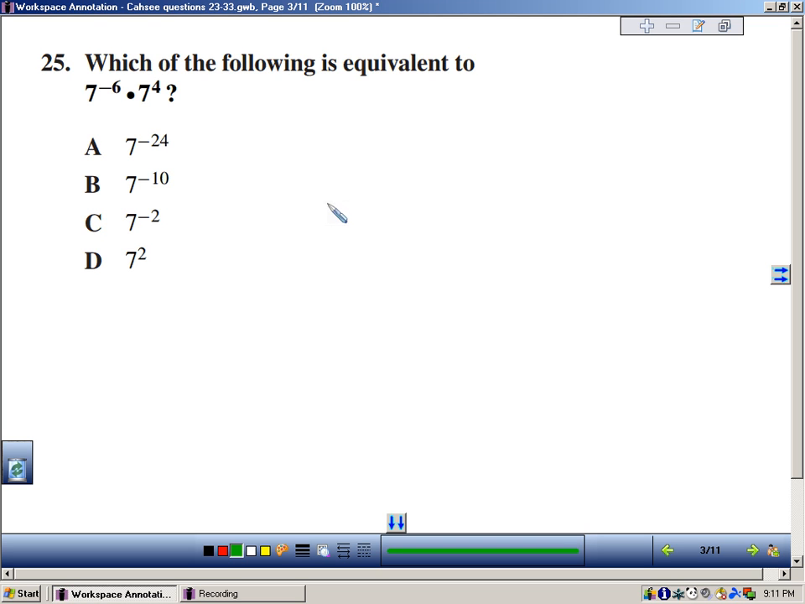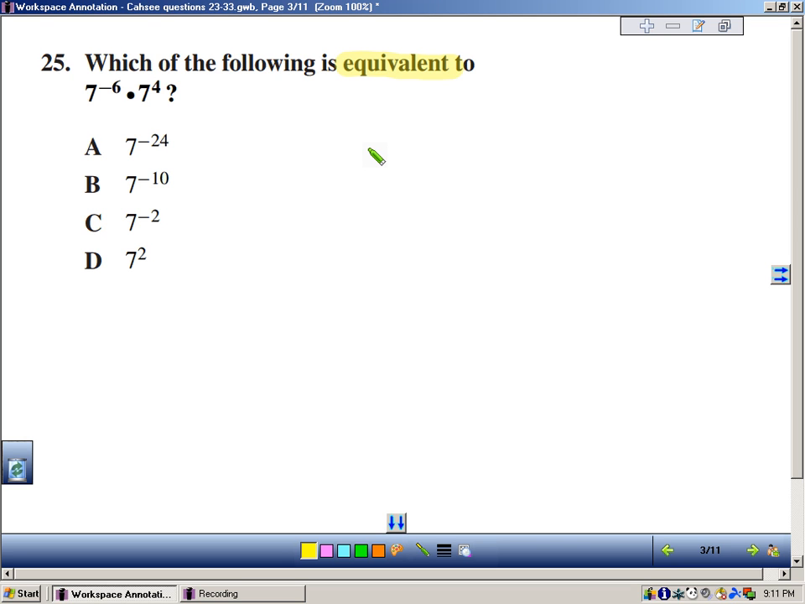Which of the following is equivalent to 7 to the negative 6th power times 7 to the 4th? The word equivalent means it's an equal statement, it means the same thing. It might be written in a different form, but they are still equal to each other. What's equal to each other? This question and its answer.